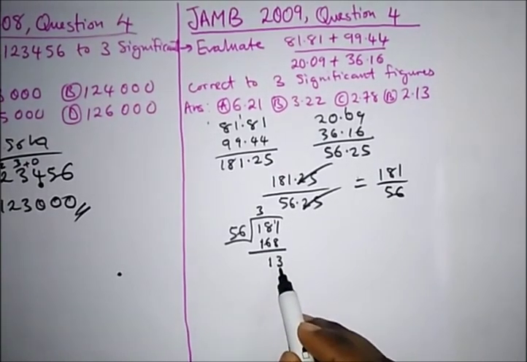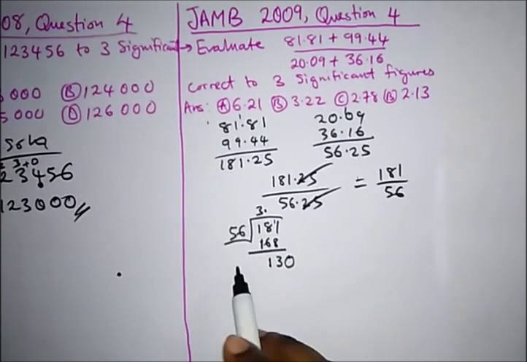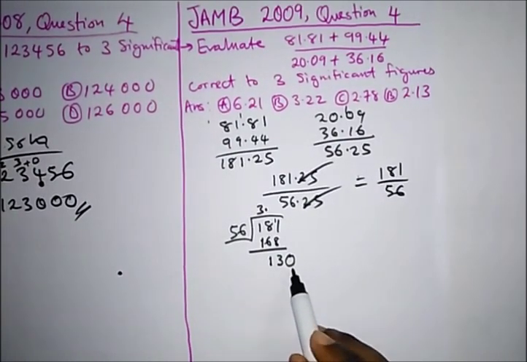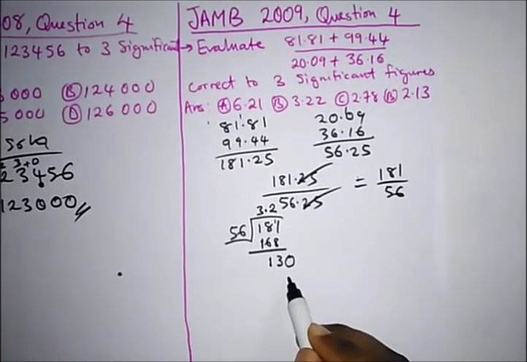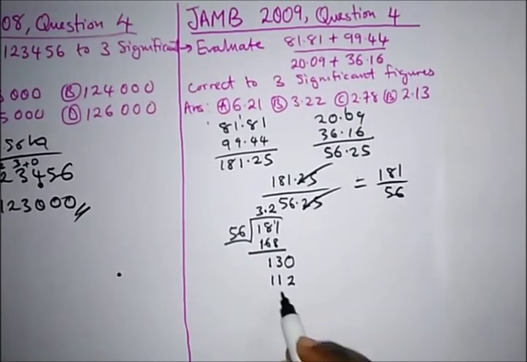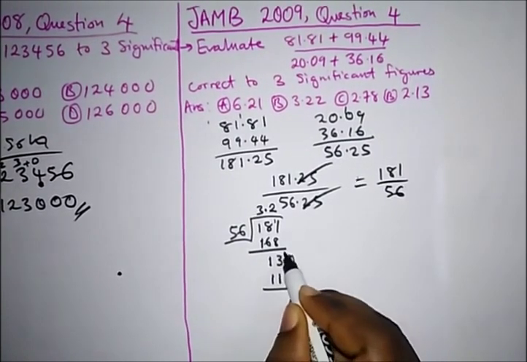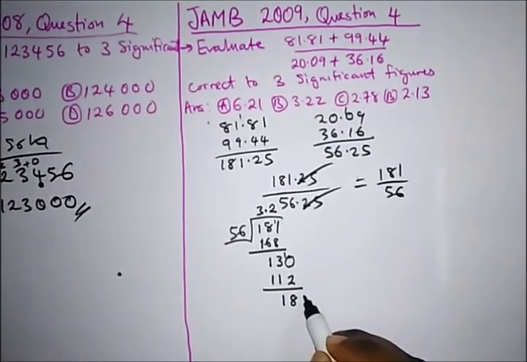Can 56 go in 13? No, we'll put a point and drop a 0 here. 56 in 130 will go how many times? It should go like 2 times. 2 times this, that will give us a 12. 1 times this, that's 10. That plus 1, that will be 11. So let's subtract this, that will be 8, 1, and drop a 0.